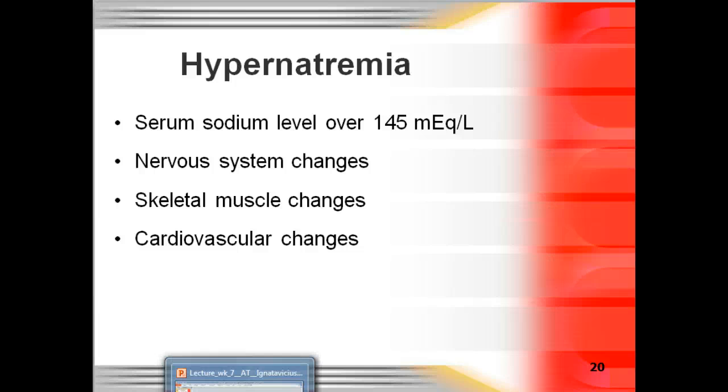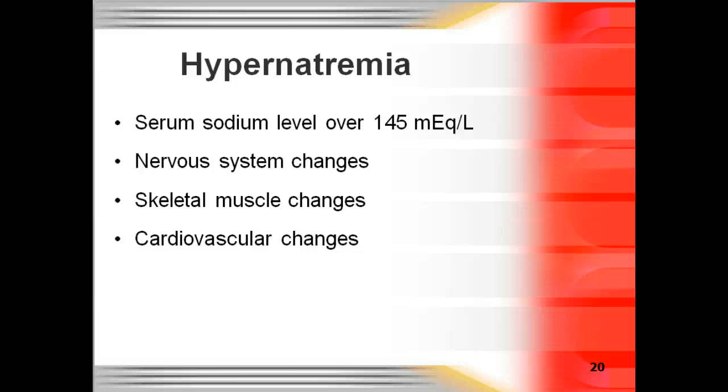And so then the next electrolyte is hypernatremia, which is serum sodium level over 145. If that's over 145, you have nervous system changes, skeletal muscle changes, and cardiovascular changes. With the nervous system, once again, you're going to have a decreased attention span, inability to recall recent events, and skeletal muscle changes. You're going to have muscle twitching, irregular muscle contractions, and as a result, decreased contractility because high sodium levels slow the movement of calcium into the heart cells.